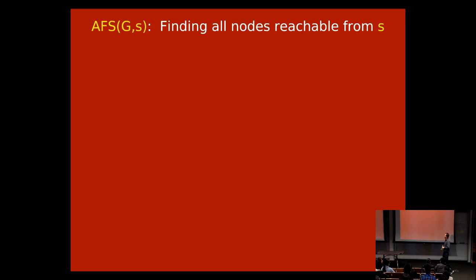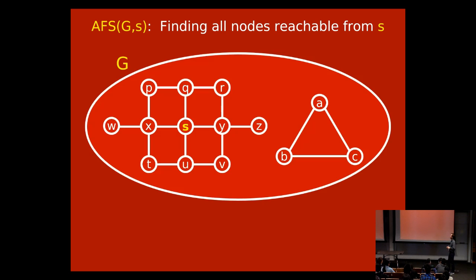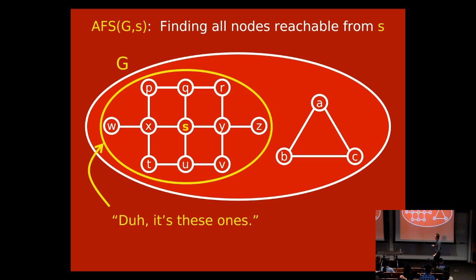All right, so let me tell you about this arbitrary first search algorithm. And it's a little bit funny. If you've never thought about this kind of thing before, you might say, okay, suppose this is G, the graph, and this vertex in the middle is S, and we want to find all the nodes reachable from S. You're like, well, it's these ones, obviously, right? It's a task that's quite easy to do with your eyeballs if the graph is drawn for you, at least if it's drawn in a nice way.